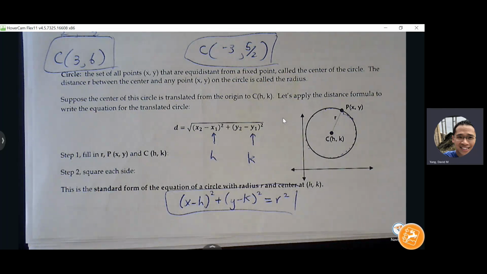Yes, question. Why do you get rid of the root? Oh, why did I get rid of the root? Well, if I want to do this without a square root, I can square both sides. If I square both sides, the square root and the square go away, and I end up with d squared, and d squared is equal to r squared. So I'm just squaring both sides to make it look a little cleaner.